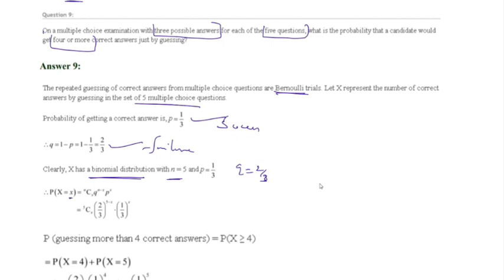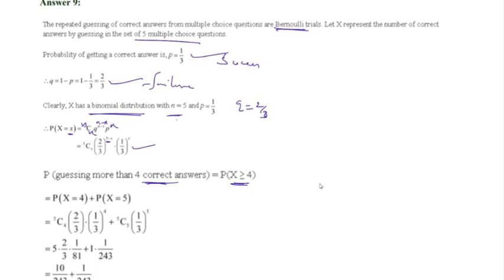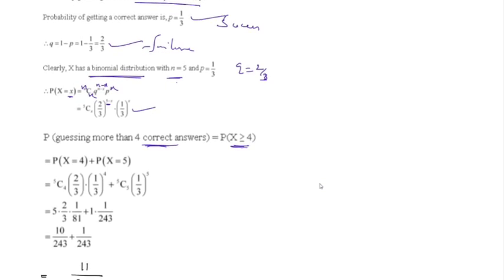So P(X = x) equals nCx q to the power n minus x, p to the power x. So 5Cx, with n equals 5, (2/3) is the failure, to the power 5 minus x, and (1/3) to the power x. Guessing 4 or more correct answers means X is greater than or equal to 4, that is X equals 4 and 5. So X equals 4: out of 5, 4 questions are correct means 4 successes, 1 failure, which is 5C4 (1/3) to the power 4 (2/3). And 5C5 (1/3) to the power 5, (2/3) to the power 0.